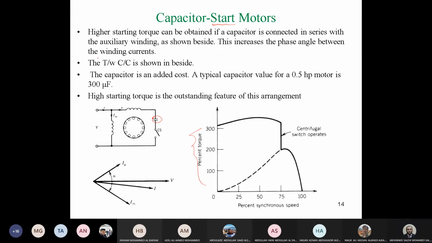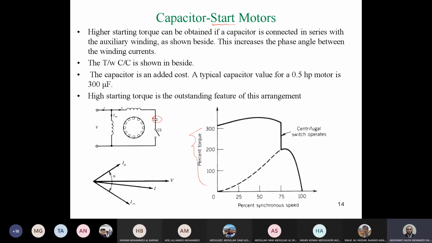The torque-speed characteristic is shown on the side. This is the characteristic. The capacitor is an added cost, and this is considered a drawback here. By the way, this capacitor is very expensive, because it works with high voltage. A typical capacitor, I mean relatively high voltage compared to the single phase supply.